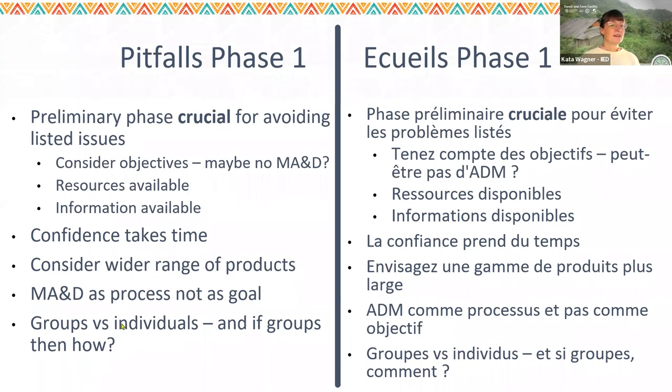Then I also wanted to talk here, I've written MA&D as a process, not as a goal. It's really important that MA&D is considered that way. The objective is not to implement MA&D no matter what. The objective is to support interested and entrepreneurial-minded local producers to develop their own sustainable businesses. So a top-down selection of participants and setting boundaries around what these people should focus their activities on is really quite counterproductive and should be avoided.